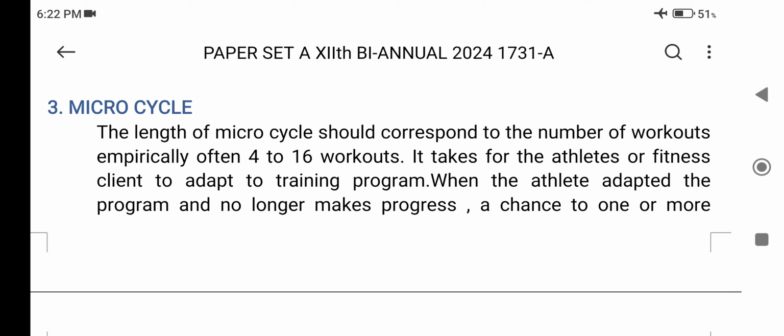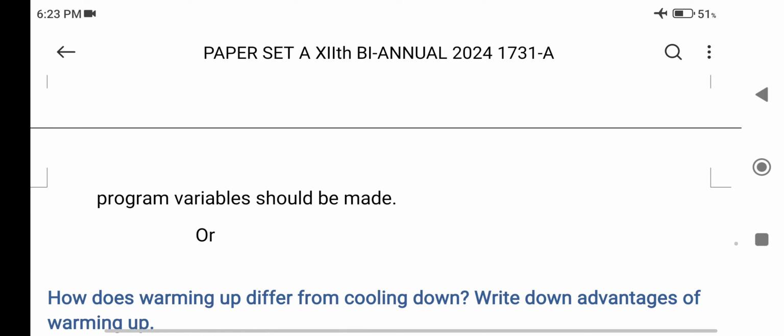The length of a microcycle should correspond to the number of workouts, empirically often 4 to 16 workouts, it takes for the athlete or fitness client to adapt to the training program. When the athlete has adapted to the program and no longer makes progress, a change to one or more program variables should be made.